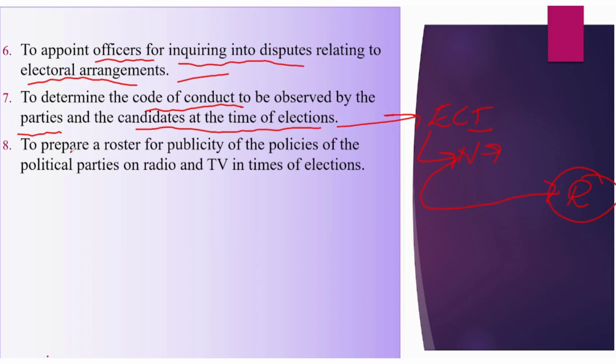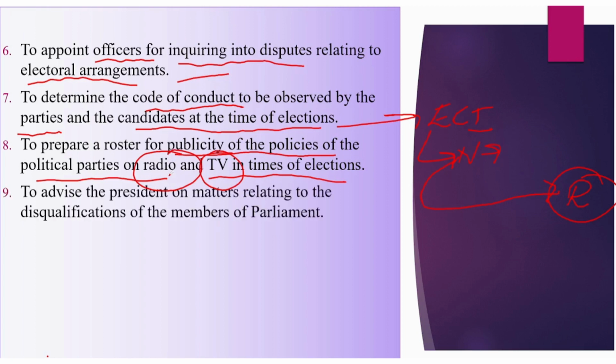The next point says to prepare a roster of publicity for the policies of political parties on radio and TV in times of elections. During elections, the political parties can do publicity on TV as well as on radio.